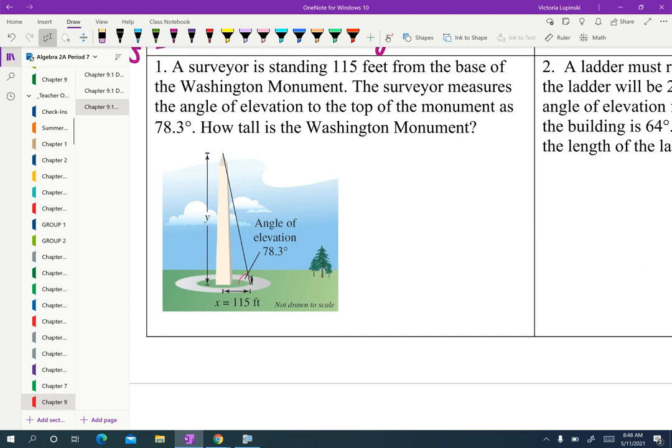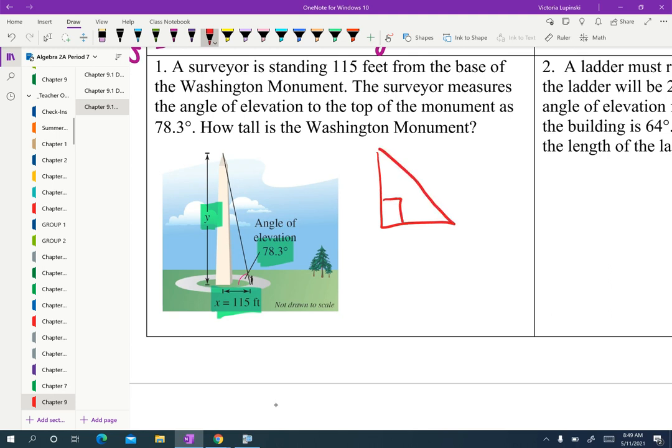So a surveyor is standing 115 feet from the base of the Washington Monument. That's here. The surveyor measures the angle of elevation. Remember, that means you're looking up to the top of the monument at 78.3 degrees. They want to know how tall is the Washington Monument, and they're calling that Y. If they use a variable, I suggest you use it as well. Or if you have to write your own, that's fine.